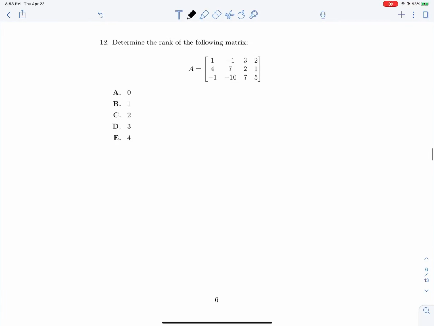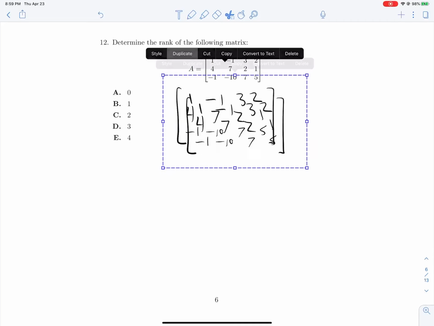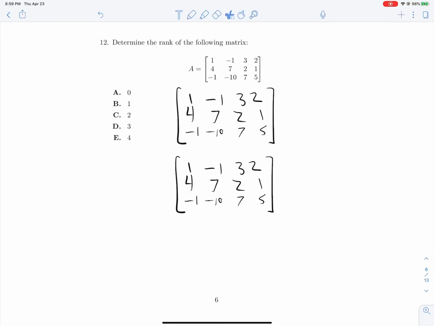Let's determine the rank of this matrix. That will just be the number of pivot positions in our reduced, well, we don't even have to find the reduced echelon form, just the echelon form. The matrix is 1, negative 1, 3, 2, 4, 7, 2, 1, negative 1, negative 10, 7, 5. Let's subtract, but first I gotta duplicate, and let's make sure I wrote down all the right entries.